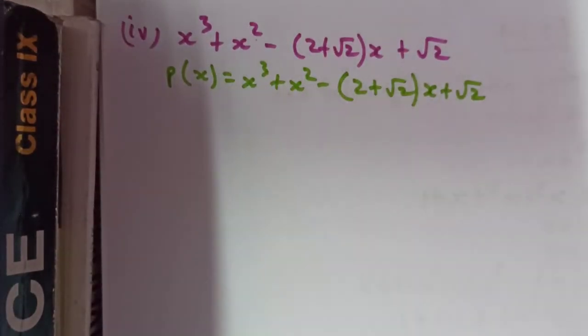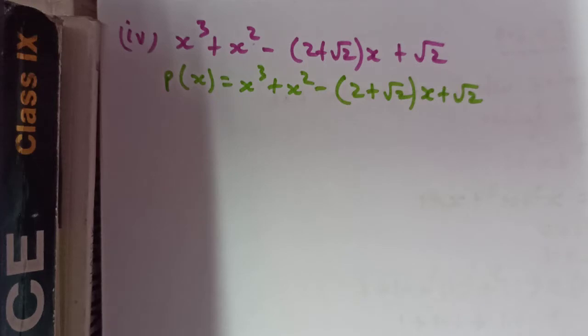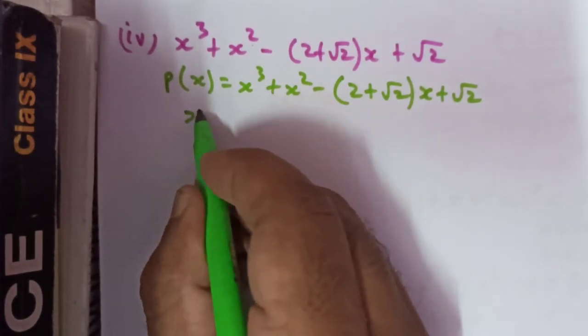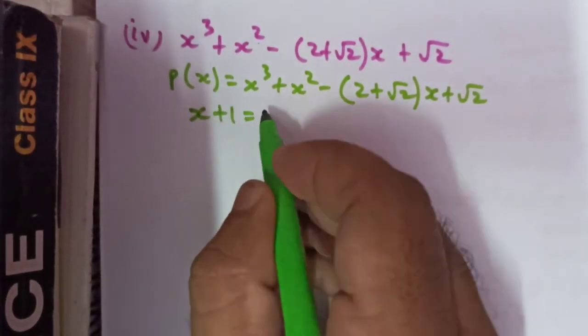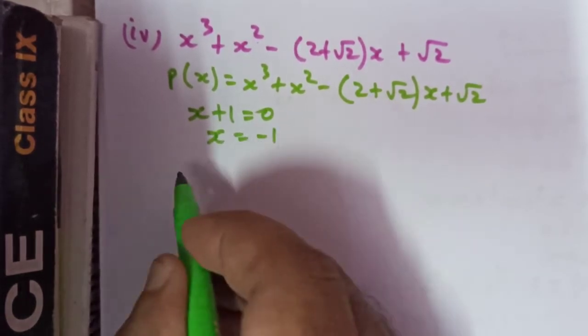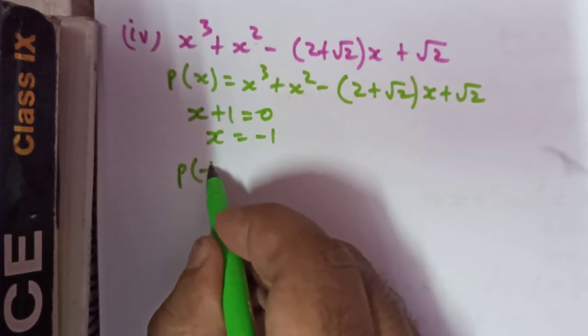Similarly, in part number 4 also we are given the polynomial p(x) as x cube plus x square minus (2 plus root 2)x plus root 2. So here also we need to test whether x plus 1 is a factor or not. So again we will find the zero of the divisor, that is x plus 1 equals 0, x equals minus 1. Now we will find the value of p(-1).